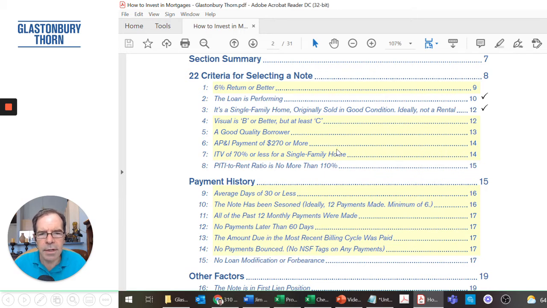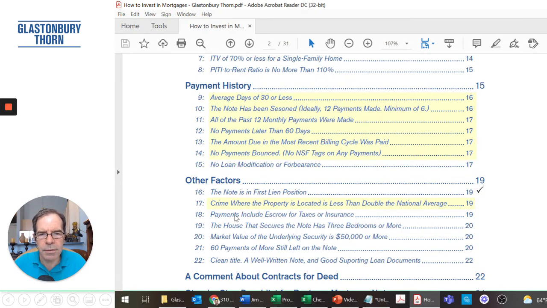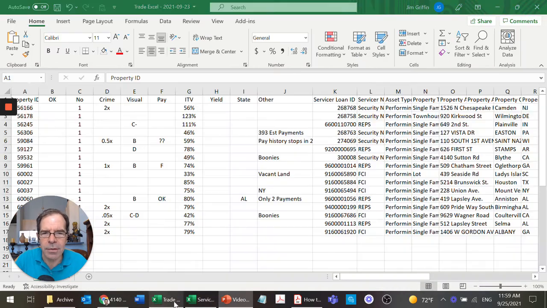And if we continue down past payment history, there's one other that I've got there in the Excel, which is the crime score. So we'll see examples of all of this, how I do that. And really the trick to it is just to create these extra columns.